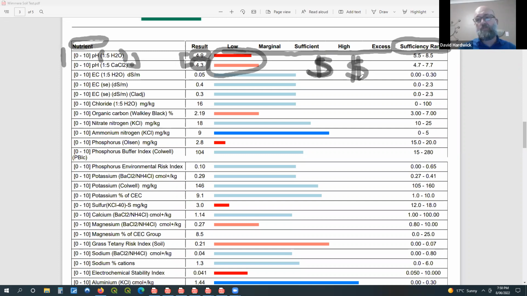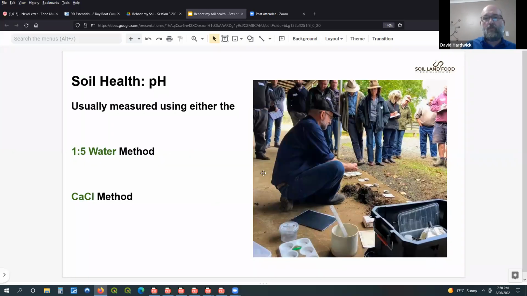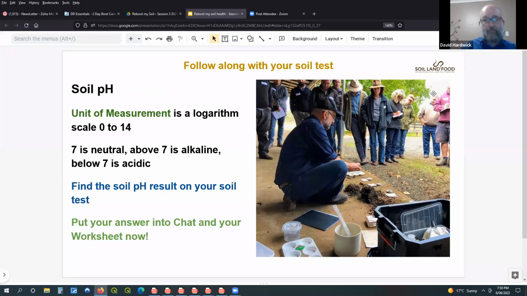Unless we can fix it while making money, which we can, it's still going to cost you a little bit in some way, shape or form to repair the problem. In this case, people often use lime to fix their pH, but we can come back to that later. So that's an example for you. We've got the two different methods. The scale is 0 to 14, so 7 is neutral, above is alkaline, below is acid. If you have a soil test, please hunt down your soil pH.